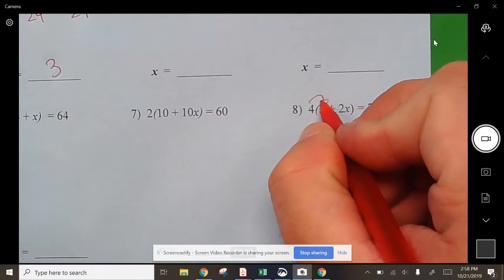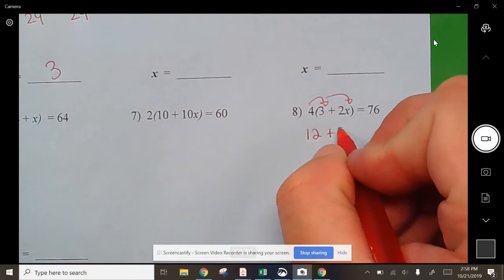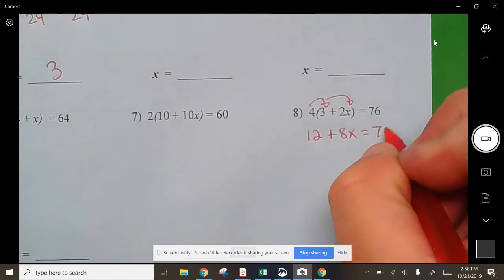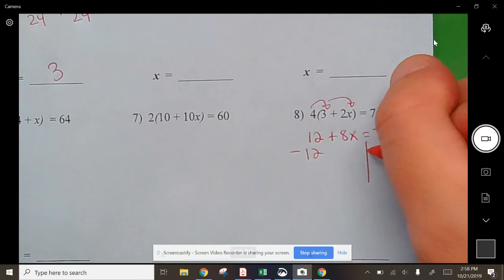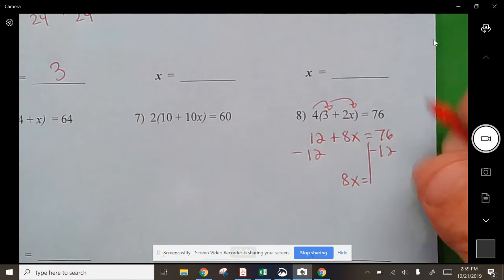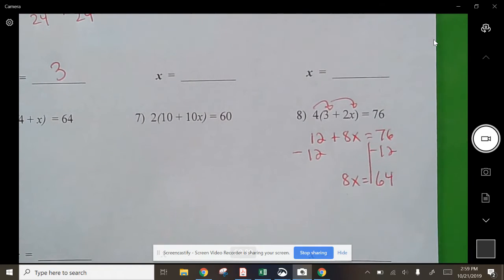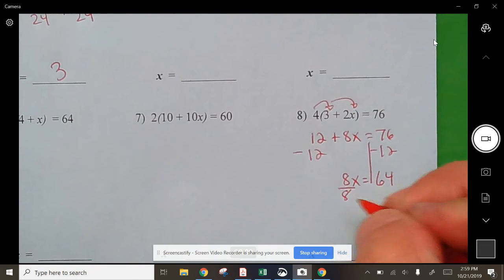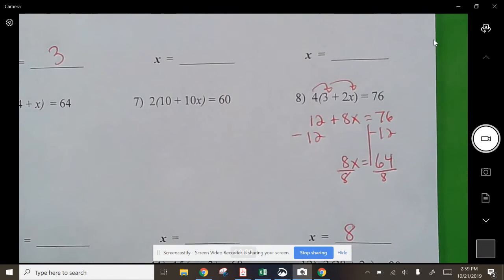So 4 times 3, first step, and then second step. 4 times 3 is 12. 4 times 2 is 8x equals 76. Then subtract 12. 8x equals, this is going to be subtracting 64. And you guys should know that 8 times 8 equals 64. That's one you should memorize. And that is going to equal 8.